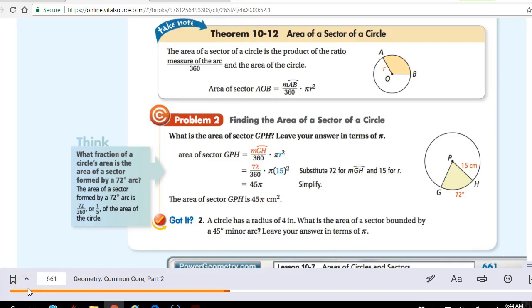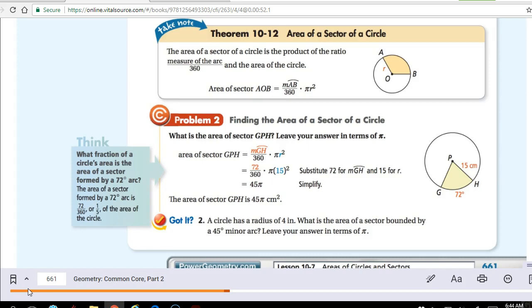Hello, we're looking at section 10.7 in your textbook. We're going to look specifically at problem number 2 found on page 661 of your textbook. And this whole section or lesson is talking about how to find the area of a circle, which is simply pi r squared, or more importantly, how do we find the area when we just want a piece of the circle.